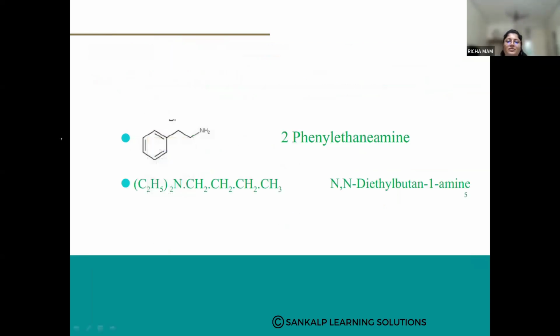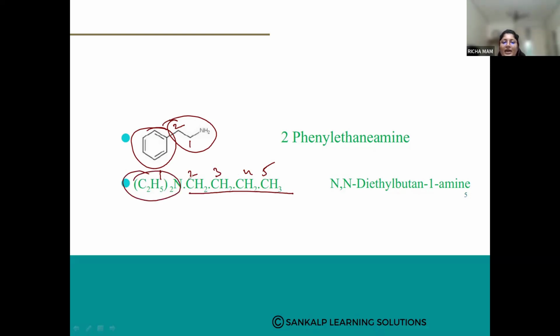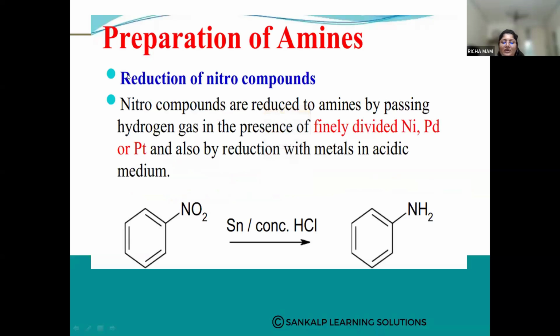Then this compound, how are you going to name it? So 1, 2. At the 2 position, you have a phenyl group, so 2-phenylethanamine. Then here 1, 2, 3, 4, 5: N,N-diethylbutan-1-amine. Like this you're going to name. So this is the IUPAC nomenclature. You have to follow the rules and name the compound.